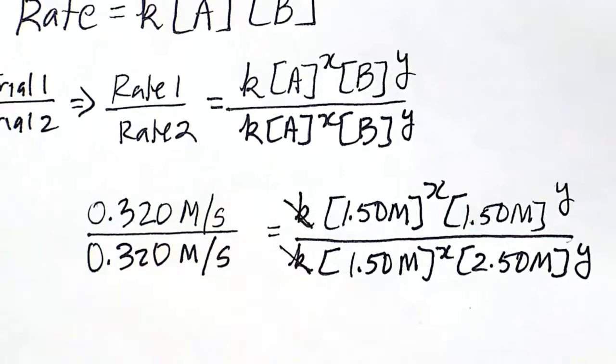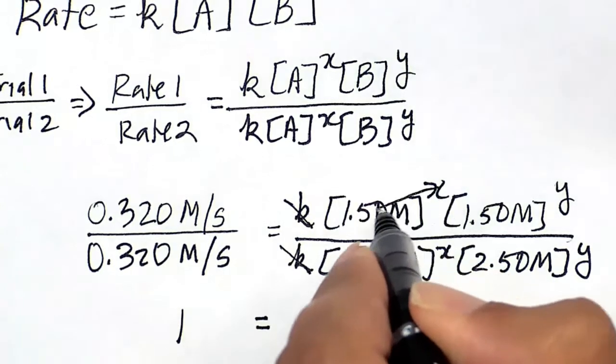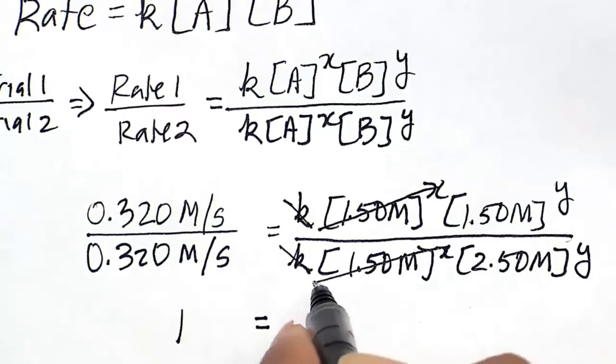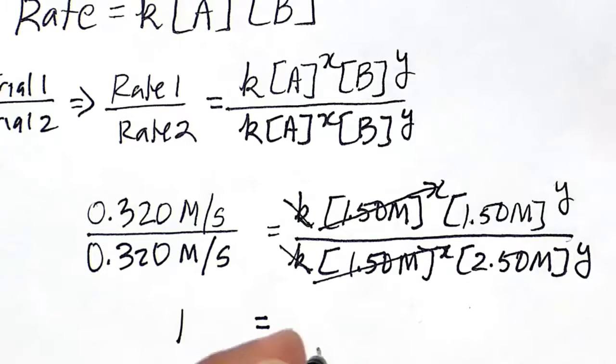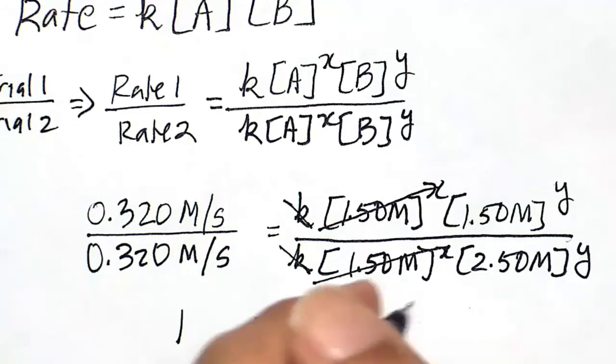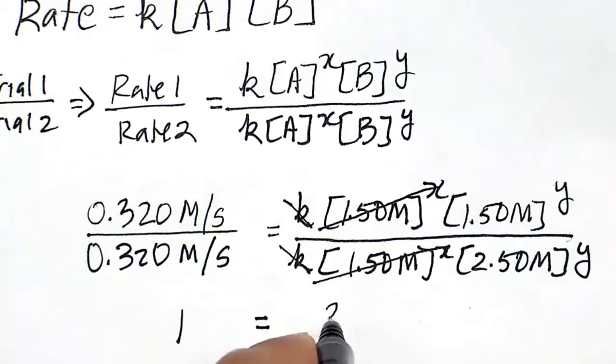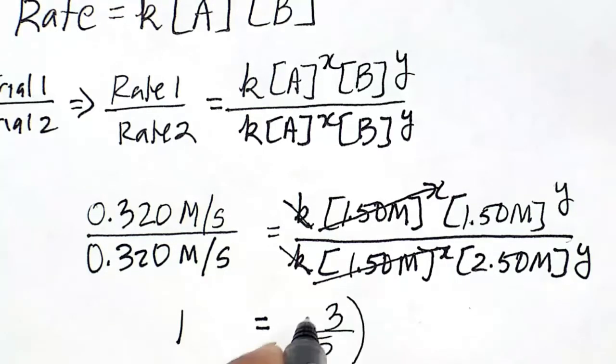The lowercase k rate constants cancel, and this to the power of x and this to the power of x cancel. So we're left with 1.5 divided by 2.5, and that whole thing gets raised to the power of y. 1.5 is the same thing as 3 halves, and 2.5 is the same thing as 5 halves. So 3 halves over 5 halves, that whole thing is to the power of y.